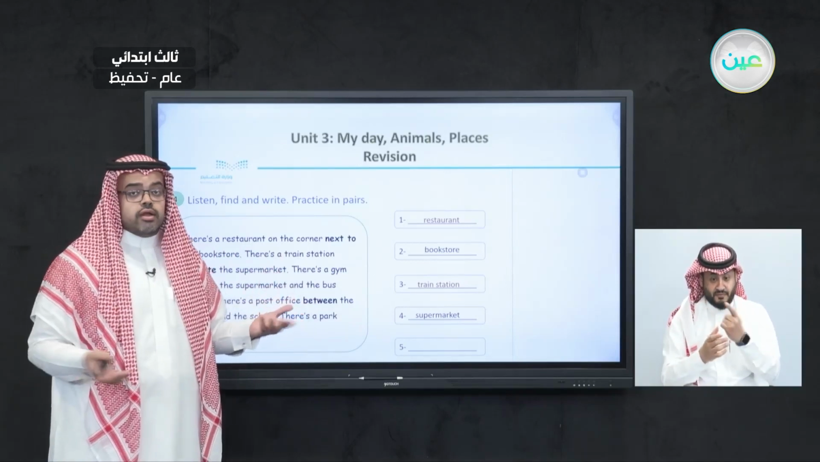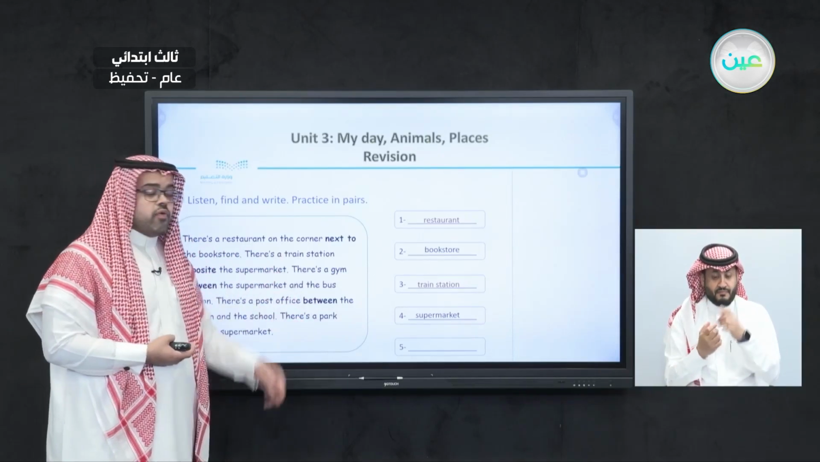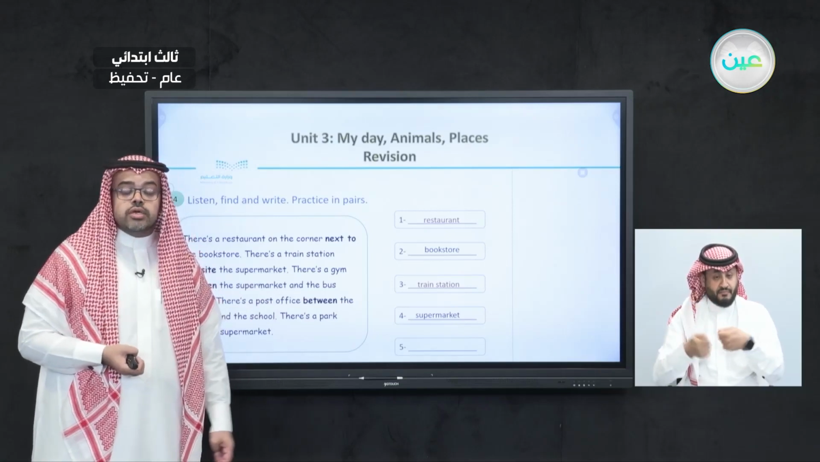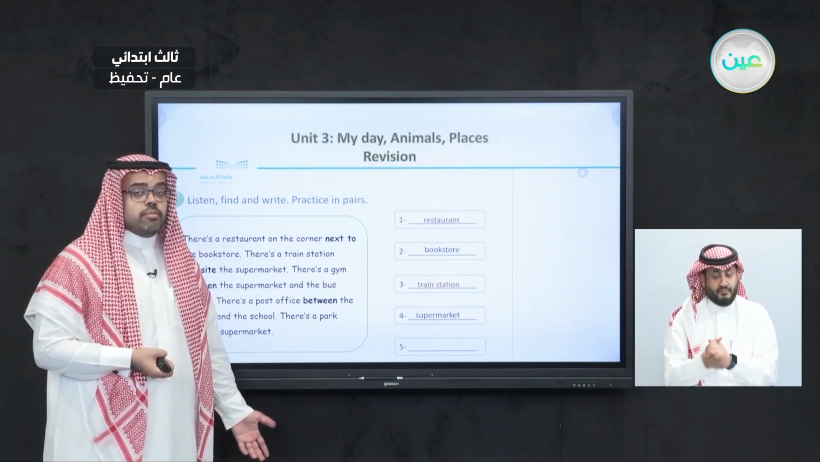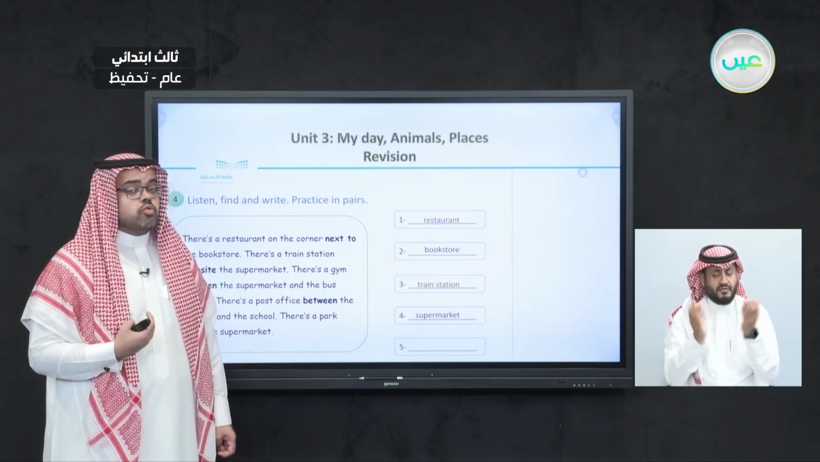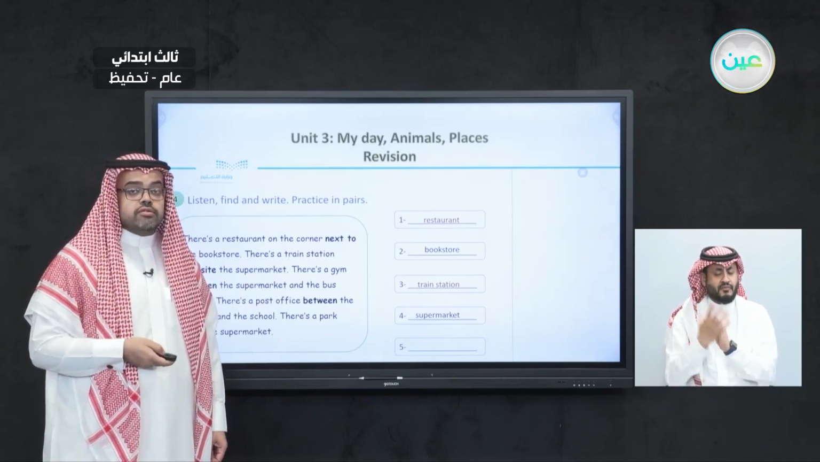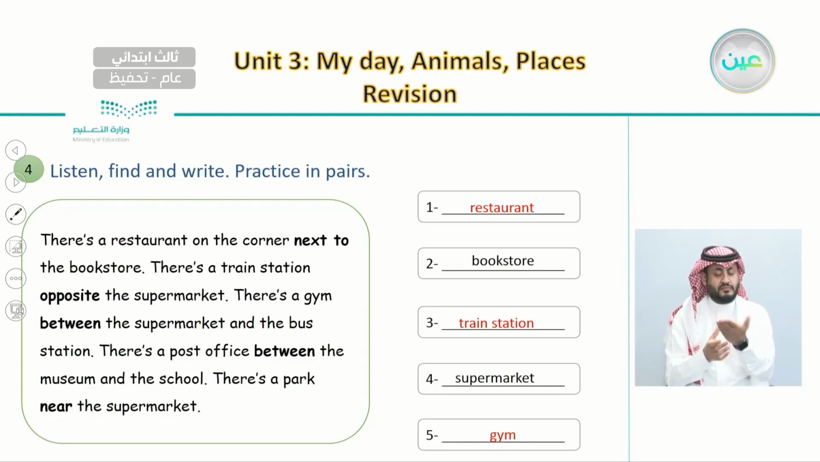Of course we can. We can see that number 4 is a supermarket and number 6 is a bus station. So this will leave us with only one place, which is a gym. A gym. So here we go. This is how we answer the first part.